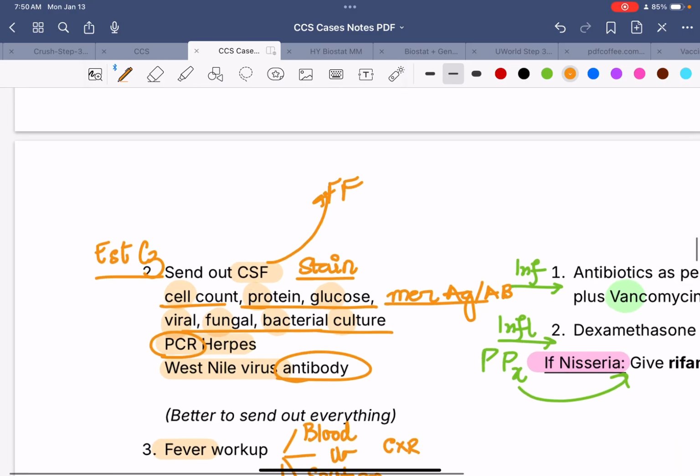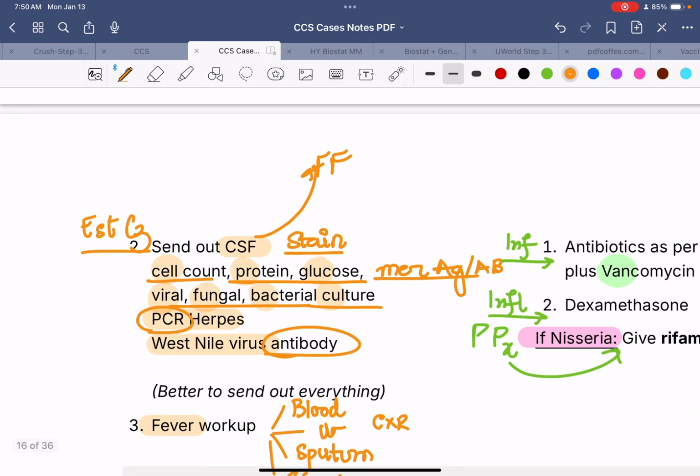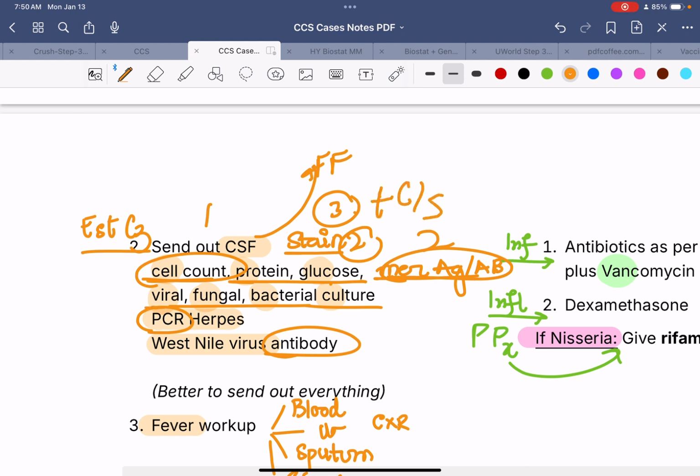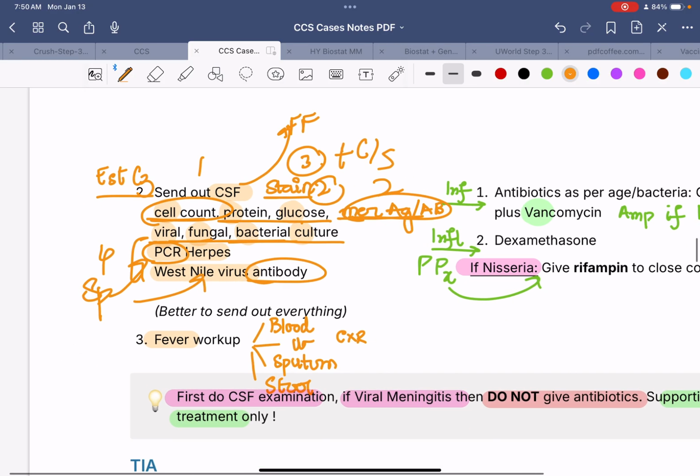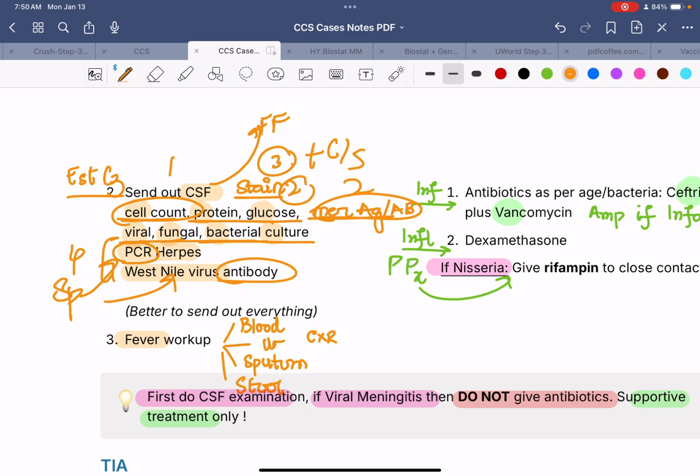So I have divided these CSF studies into 4 main groups. Number 1 is the cell count along with the meningococcal antibody, right? Number 2 would be the protein and the glucose, and number 3 would be the stain and the culture sensitivity. And what cultures are you going to send? Viral, fungal, and bacterial culture. And number 4 are the specific tests for certain specific viruses such as PCR for herpes and West Nile virus antibody.